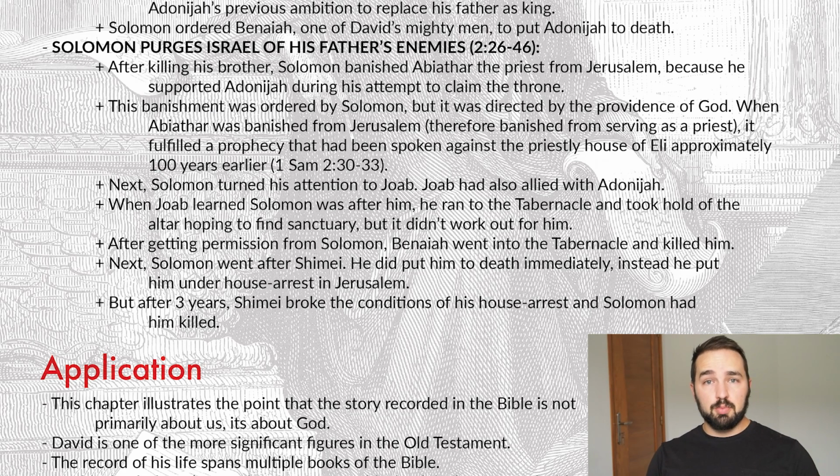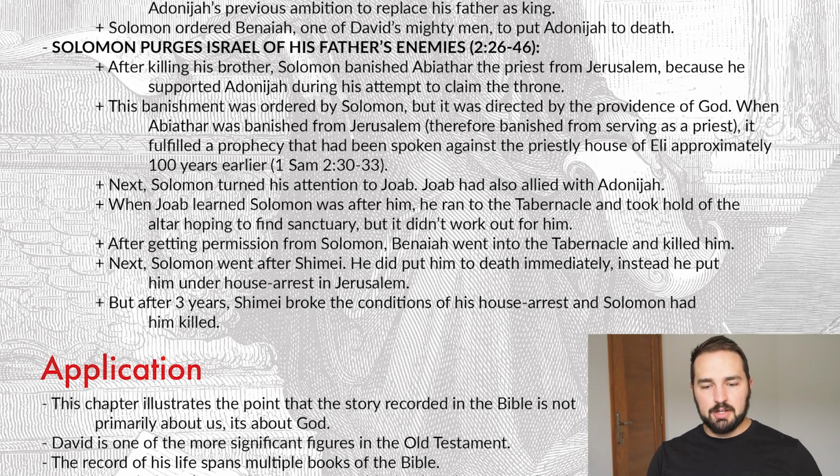So after killing his brother, Solomon banished Abiathar, the priest who had previously sided with Adonijah when he was trying to claim the throne. So he said, Abiathar, since you sided with my brother, my enemy, my rival, you're kicked out of here. So he's banished. Now, this order came from Solomon. It was him who decided to do it. But it was directed by the providence of God, we find out.